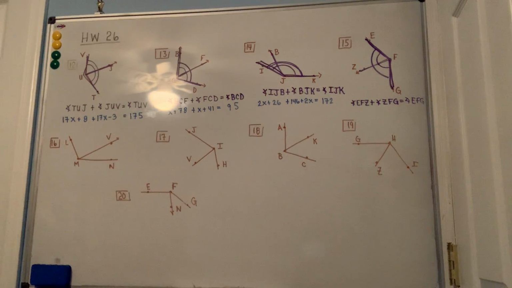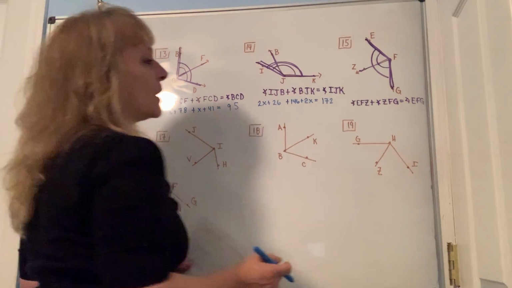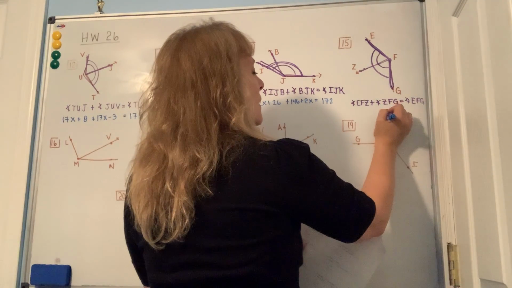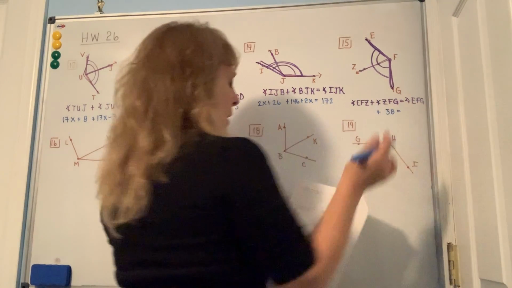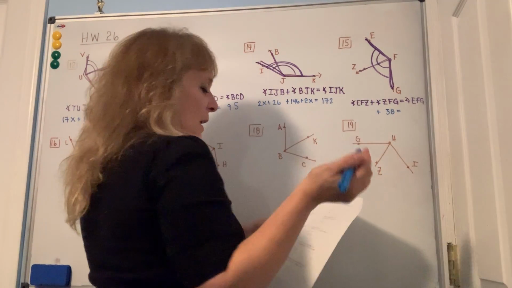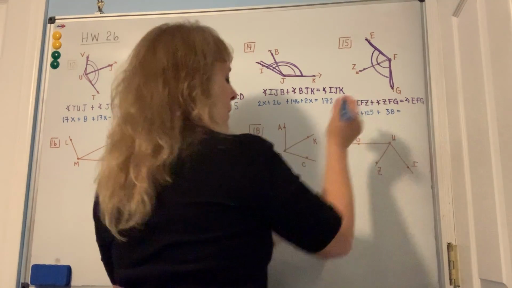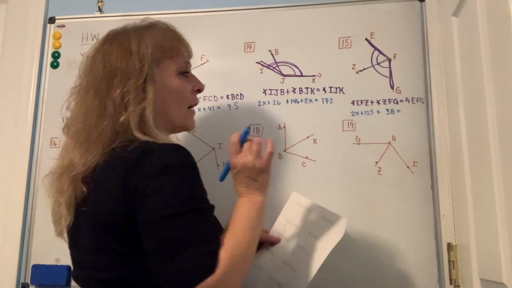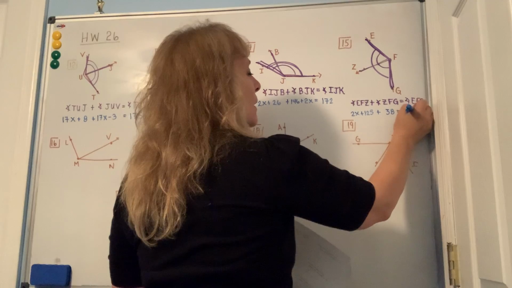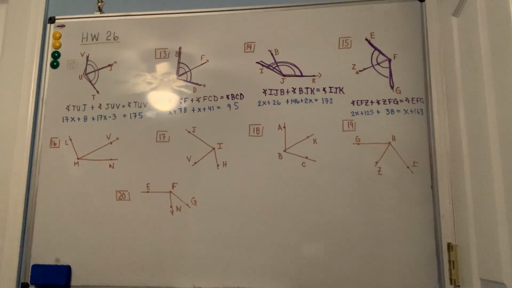And in the last one that I have set up, number 15, it says GFZ. I'm reading it backwards, so it's the middle one. That is 38 degrees. It then says ZFE. Read it backwards. That's in the front. That is 2x plus 125. And then finally, GFE, I'm reading it backwards, that is x plus 163. And if you solve that one, you can get the value of x.